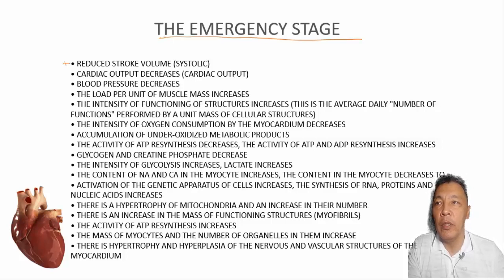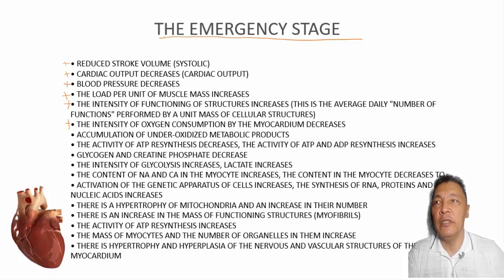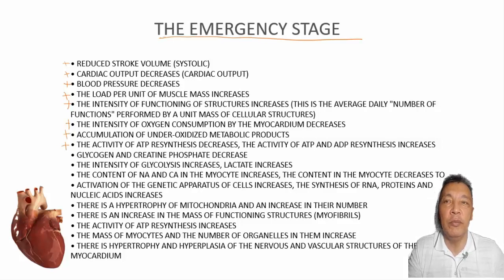Reduced stroke volume, cardiac output decreases, blood pressure decreases, the load per unit of muscle mass increases, and the intensity of functioning of structures increases. This is the average daily amount of functions performed by a unit mass of cellular structures. The intensity of oxygen consumption by the myocardium decreases. Accumulation of oxidized metabolic products. The activity of ATP resistances decreases. The activity of ATP and ADP resynthesis increases.